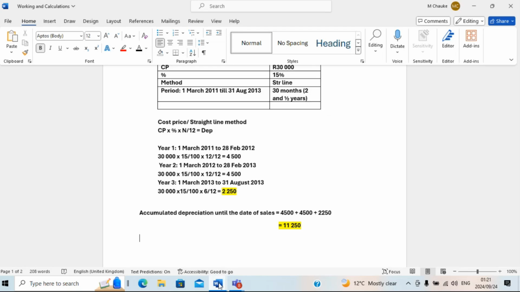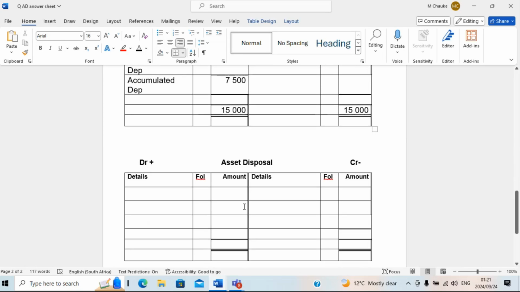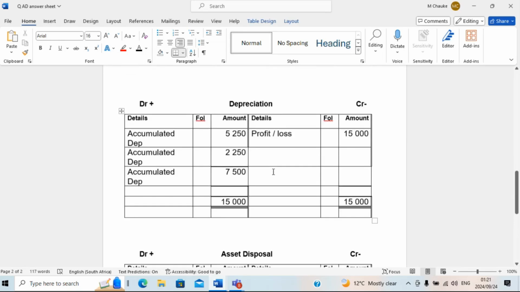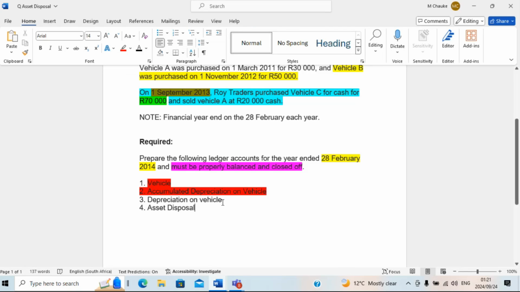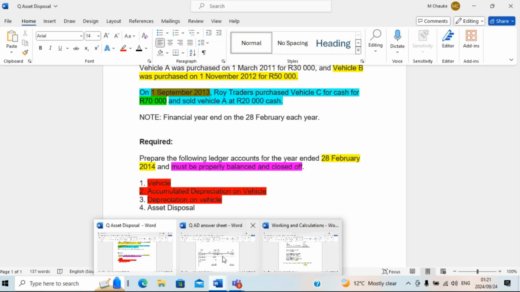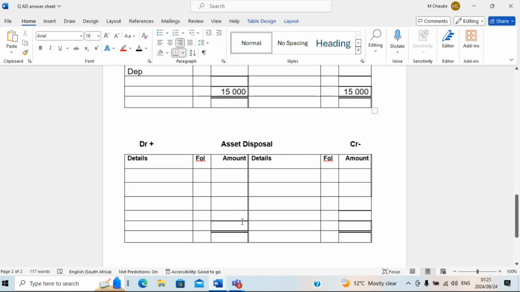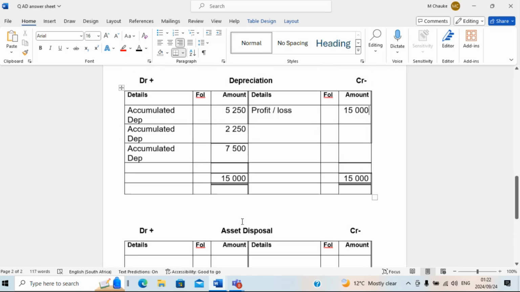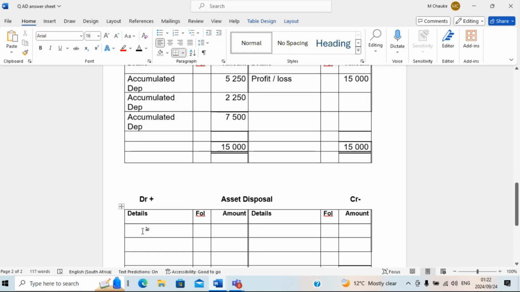Right. So let's go back to our account. We need to prepare our asset disposal account. Since we are done with the depreciation account, according to the required part, now we are going to prepare the asset disposal account. So let's go back there. No more questions, we don't have to go back to the question anymore, right? When we come here, we're just going to say vehicle.